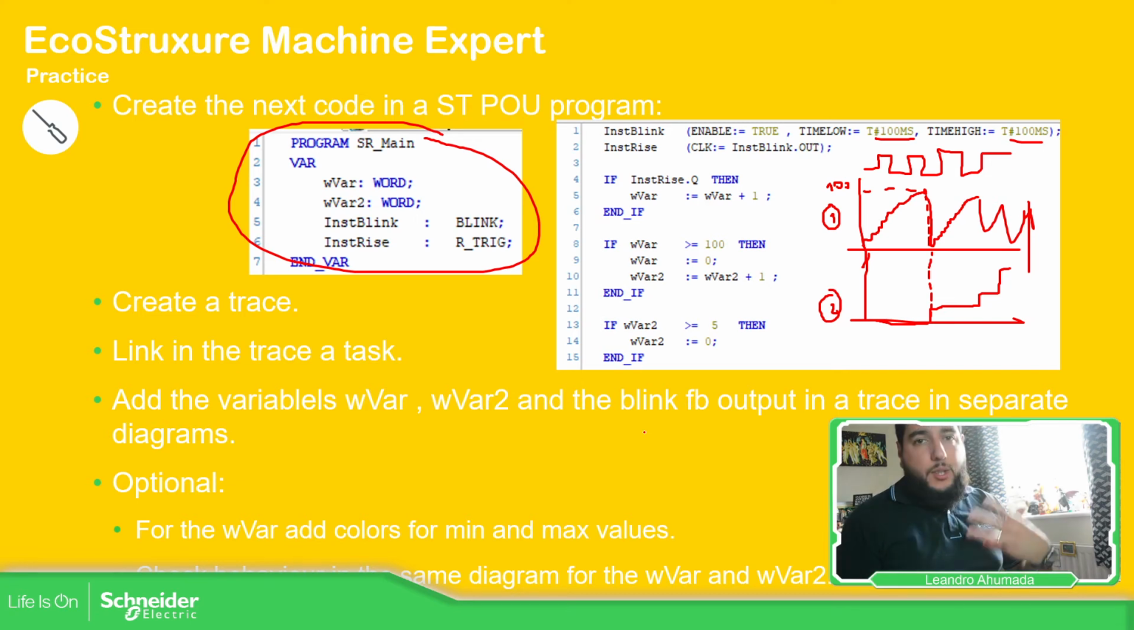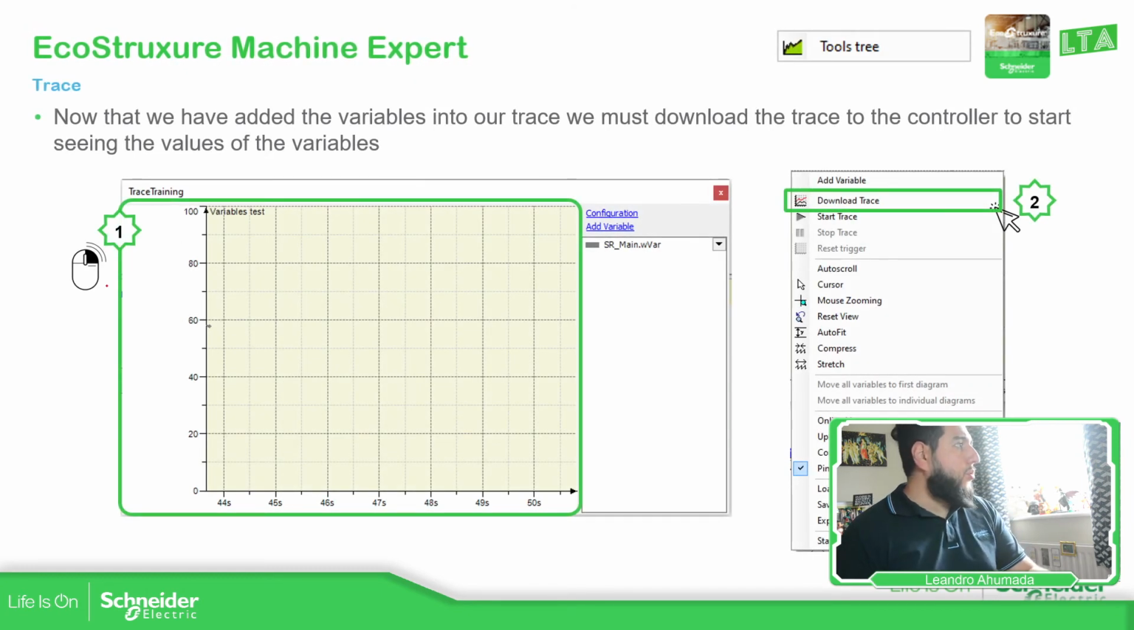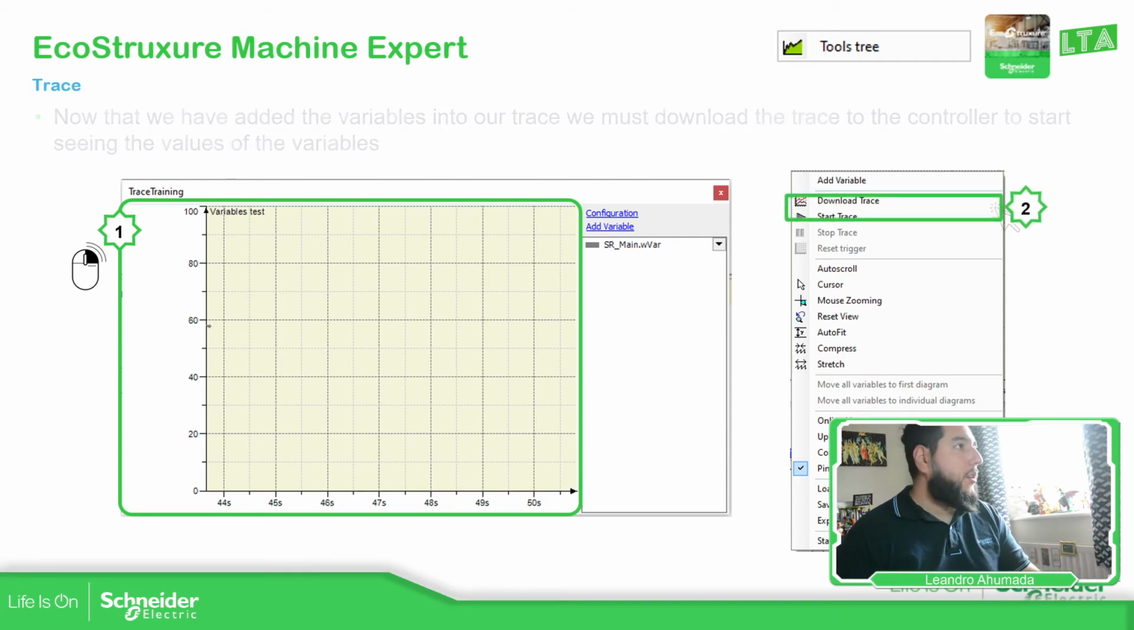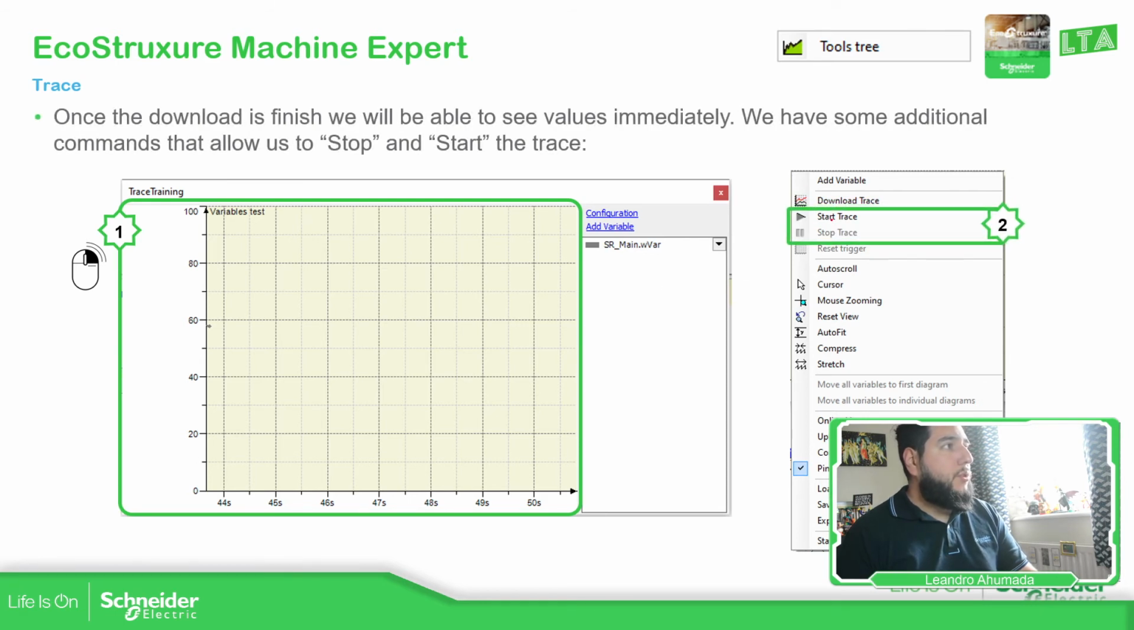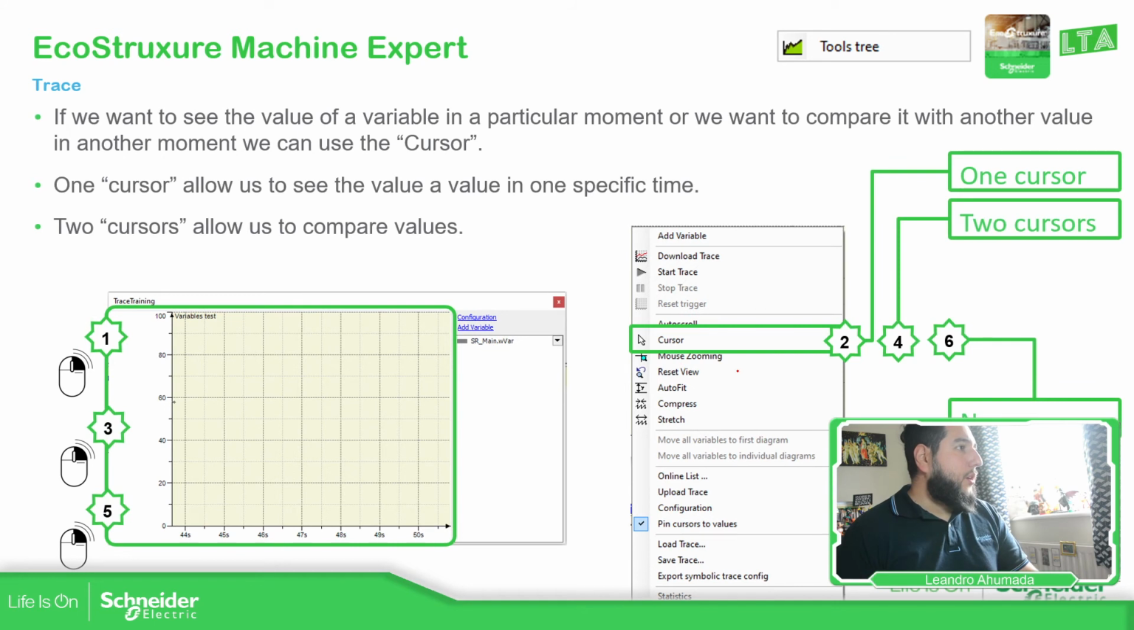Now we need to download this trace or see the data. For that, all we need to do is right click any area that we have and then press download trace. Once you do the download trace, it will allow you to start the trace using this button over here, the start or the stop if you want to stop it. Then you have the cursors that allow you to easily see the information you have, and depending on the number of cursors that you put, you will see different information, which I'm going to show you.